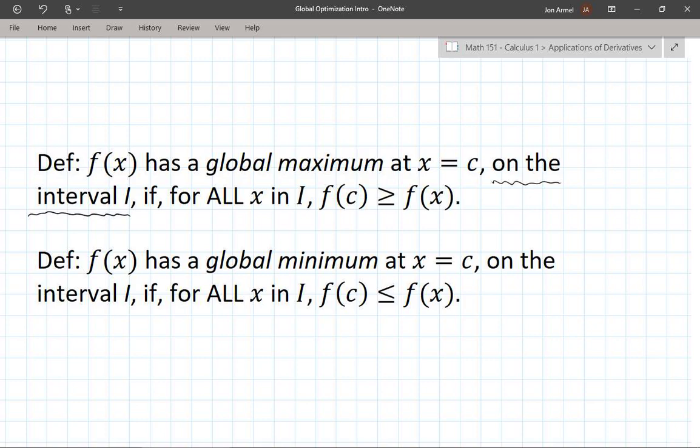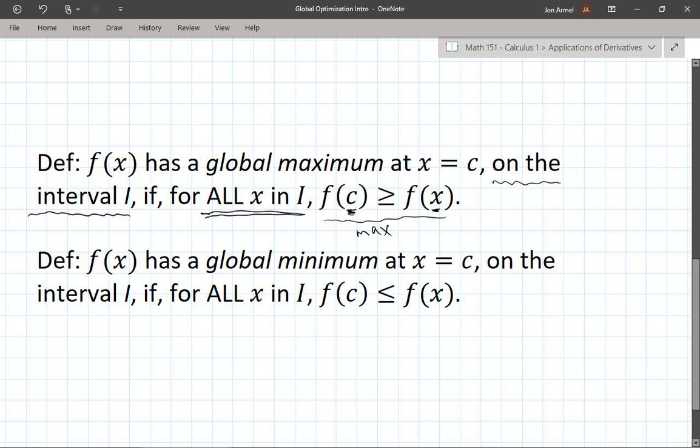So f of x has a global max at x equals c on the interval I if f of c is greater than or equal to f of x. That's the maximum, right? This is what tells you we're doing a maximum. The function at that special point is bigger than the function anywhere else. But notice that in the local maximum definition, this inequality only had to be true for x near c. That's what made it local. The global part is that it has to be true for all x in the interval. If you think of the interval as the entire domain of the function, f of c is the biggest that the function ever gets, for any possible inputs.